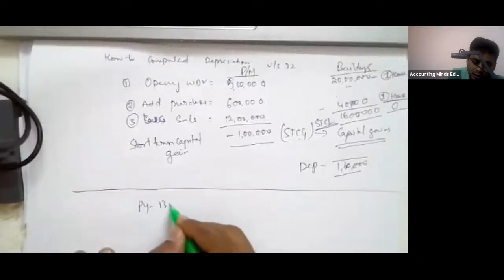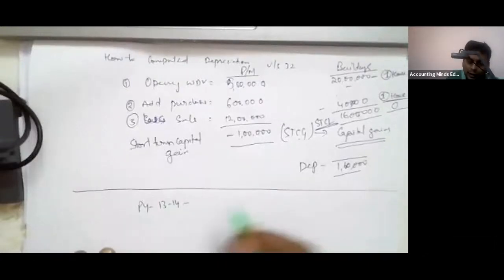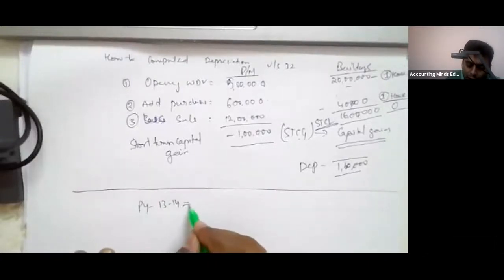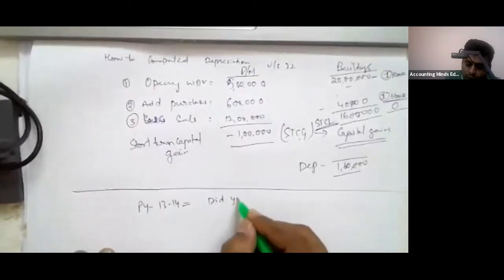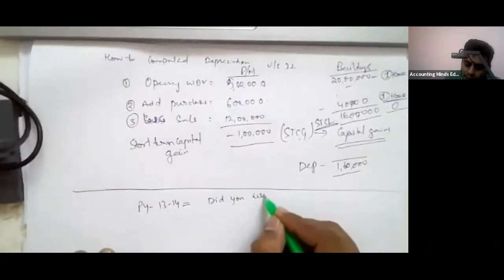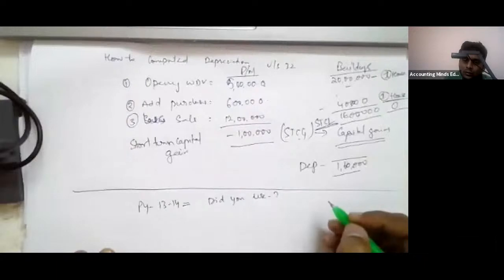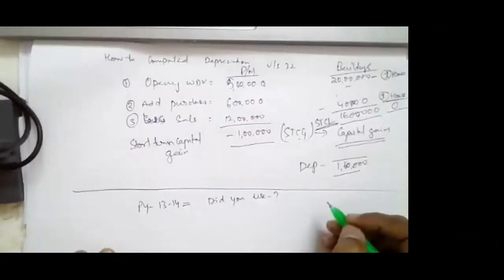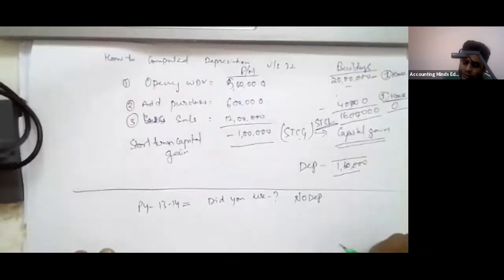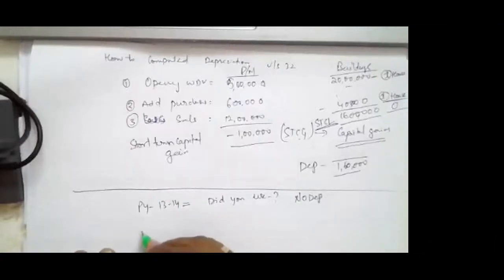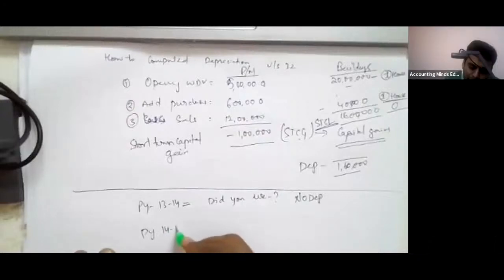In previous year 13 and 14, right now I am talking about that. Did you use the asset? No. So no depreciation. We are all clear about it? Yes, sir. In previous year 14 and 15, did you use it?